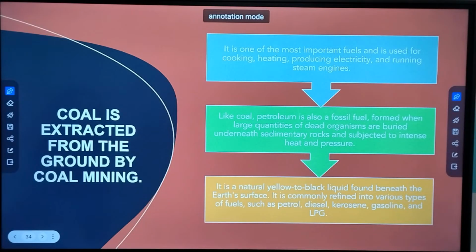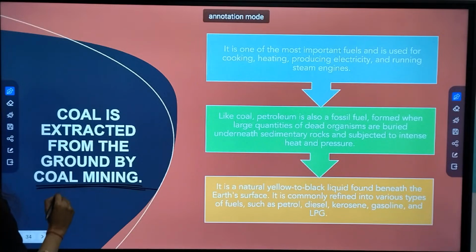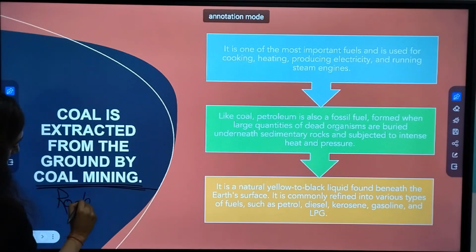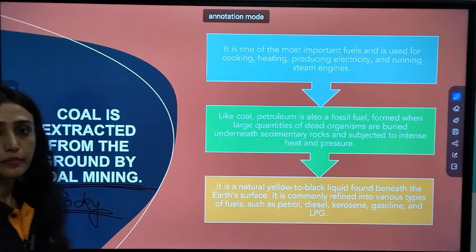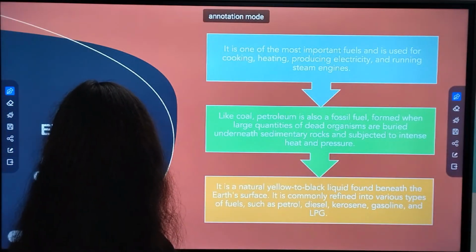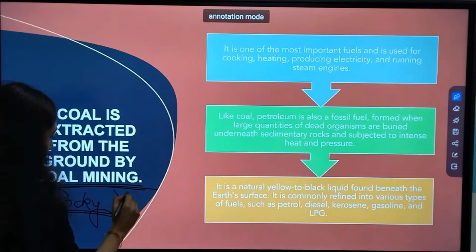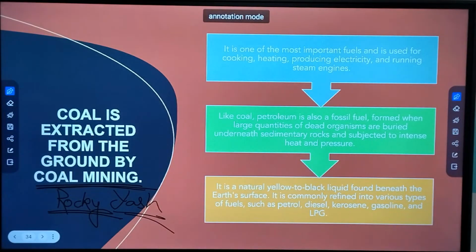Okay, coal is extracted from the ground by coal mining. There was a movie, Rocky, a South Indian movie, you have heard that. So it was on coal mining. There are other movies also, but right now I can remember this name only. And you all know this superstar, Yash, who was in the movie Rocky, and it was full on coal mining.